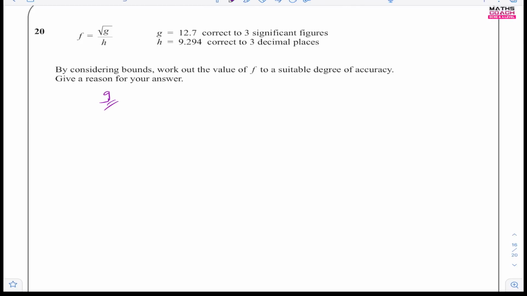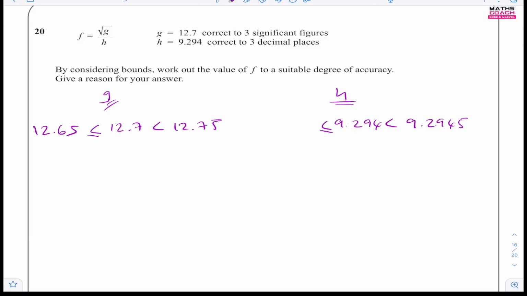So for g, we have 12.7 and we're going to put those signs in. I have a lesson on this on my channel, upper and lower bounds. Do go and check that out if you need more help on that. So if it's been rounded to 3 significant figures, we are going to have 12.75 and 12.65. And for our h, which has been rounded to 3 decimal places, the value is 9.294. Once again, those signs. So we're going to have 9.2945 and 9.2935. Next, we are going to consider the upper and lower bounds for our f.